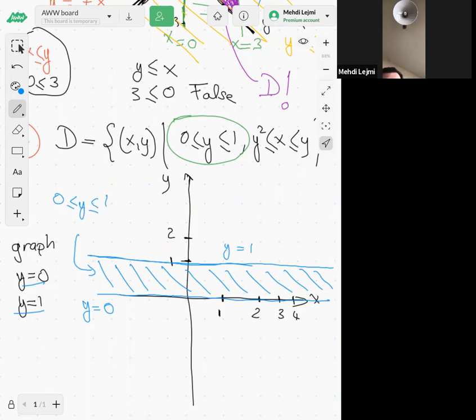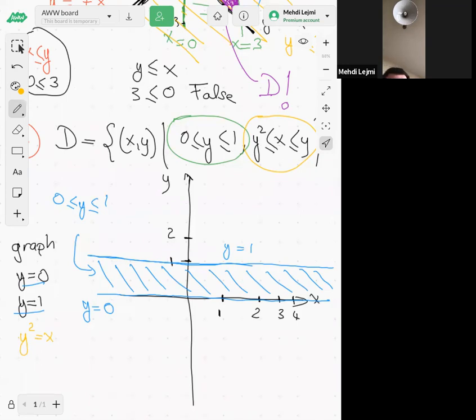Now, next, we have to graph x between y squared and y. So we have to graph first y squared equal to x, or x equal to y squared, right? So we have to graph this function here. It's a function of y, right? It's not a function of x. So x is equal to y squared.